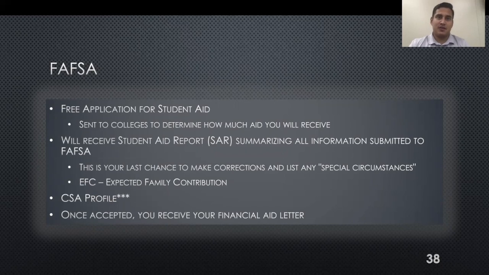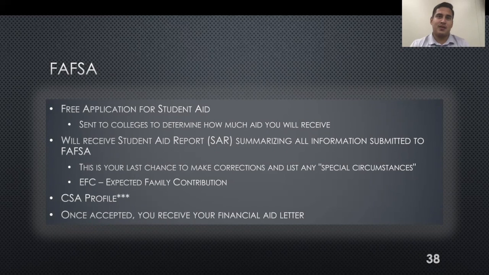The Free Application for Federal Student Aid gets sent to every university you apply to, to determine how much aid you will receive. You will then receive a Student Aid Report summarizing all information submitted, which gives you one final chance to make corrections and list any special circumstances such as expected family contribution. And if you apply to any private institutions, you must also submit a CSS profile.